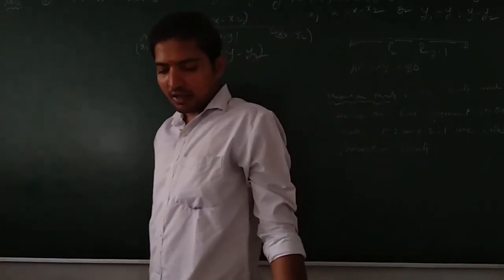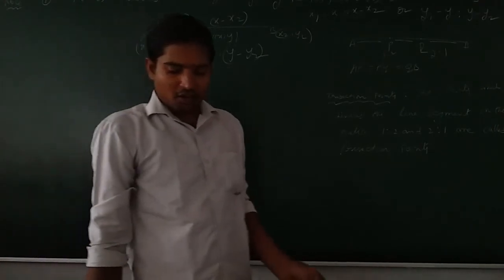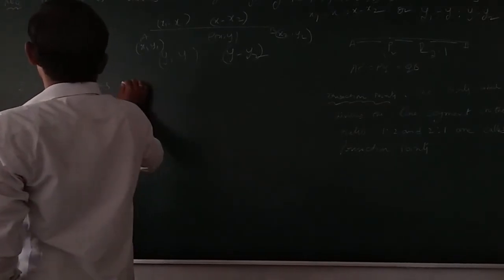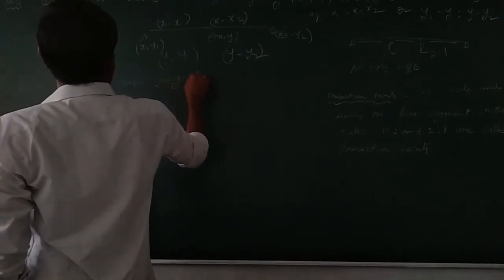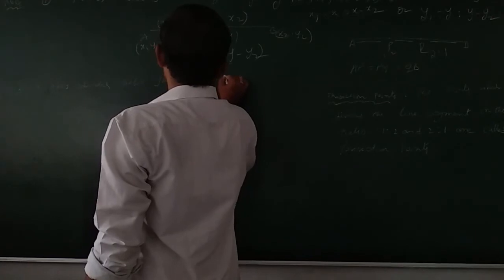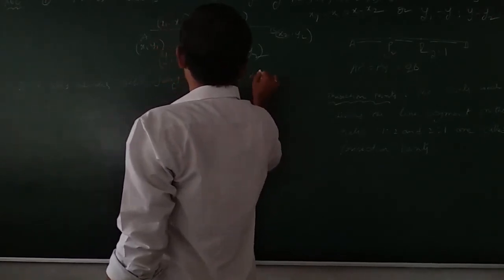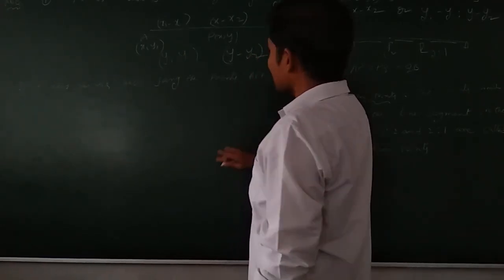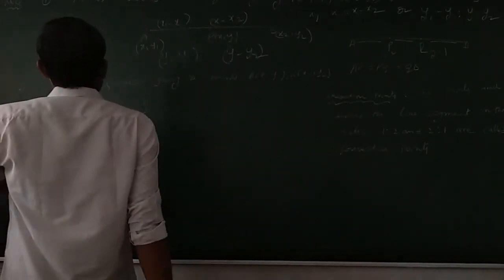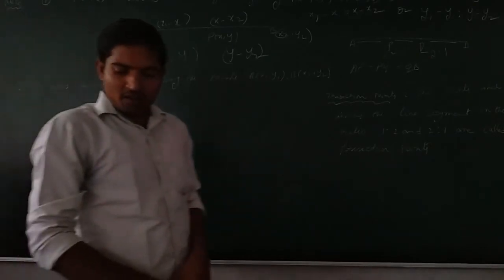The x-axis divides the line segment joining the points A(x1, y1) and B(x2, y2) in the ratio minus y1 is to y2.